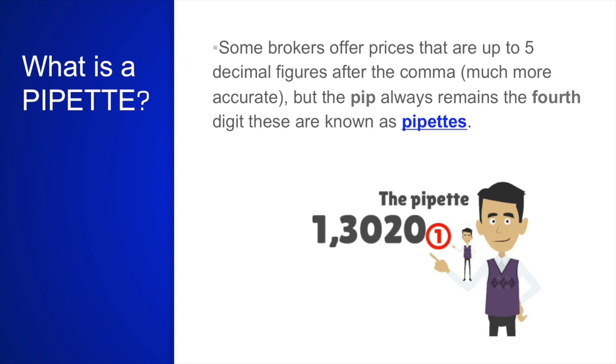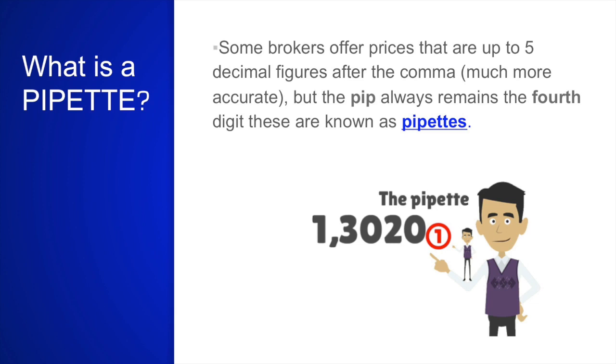Before I go ahead and do another example, I did have to mention the pipette. Some brokers offer prices that are up to 5 decimal figures after the comma, and it's much more accurate, so they say. Really, what I say is it just gets in your way, makes you mad, and you thought that you were calculating pips, but you really got confused with the 5th digit. So know that number is the pipette.